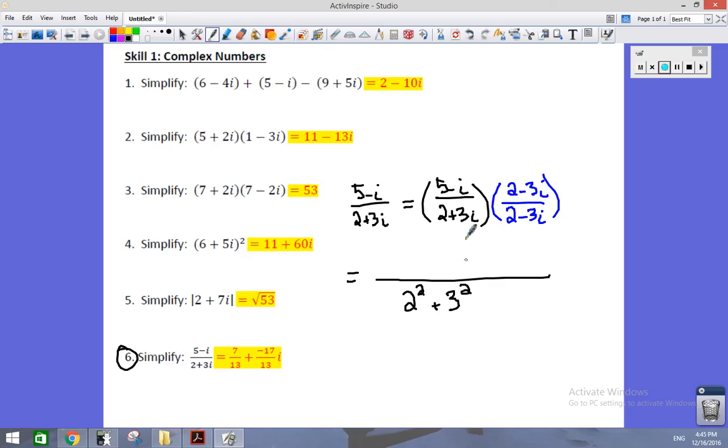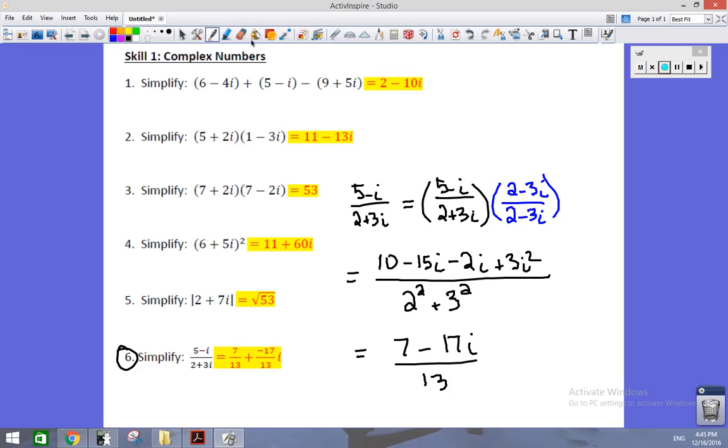Now, when I multiply the numerators together, I'm going to have to use the distributive property and treat it just like I did previously with a binomial times a binomial. So 5 times 2 is 10. Then I've got minus 15i minus 2i plus 3i squared. But i squared is negative 1. So 10 minus 3 is 7 minus 17i, all divided by 4 plus 9, which is 13.